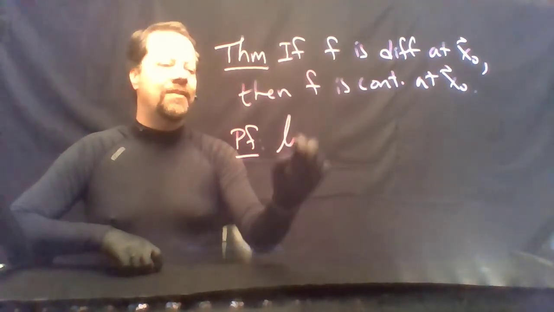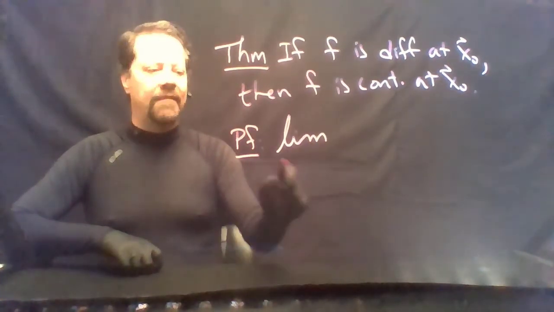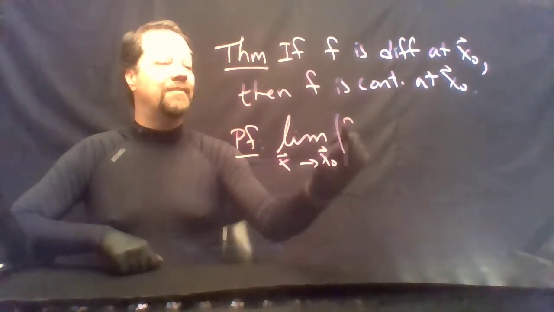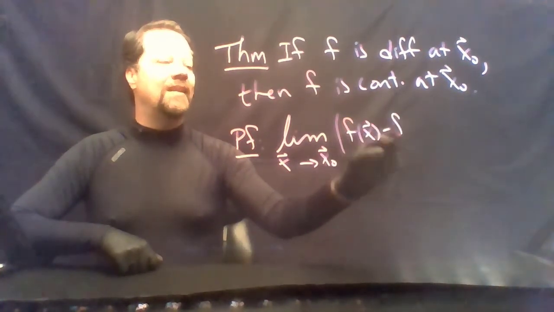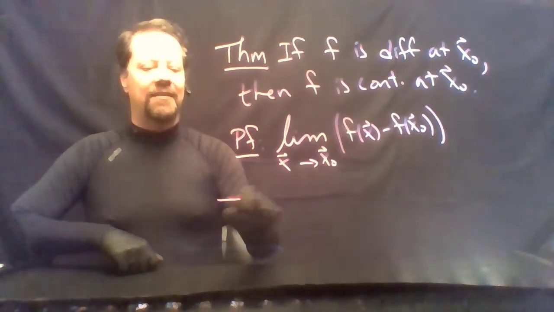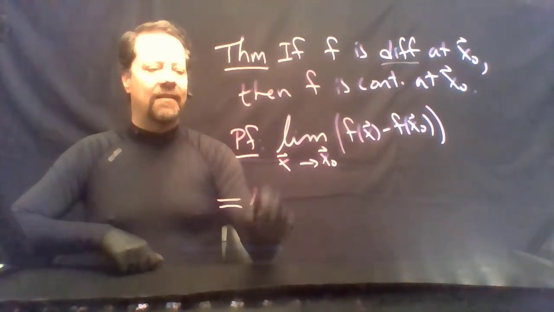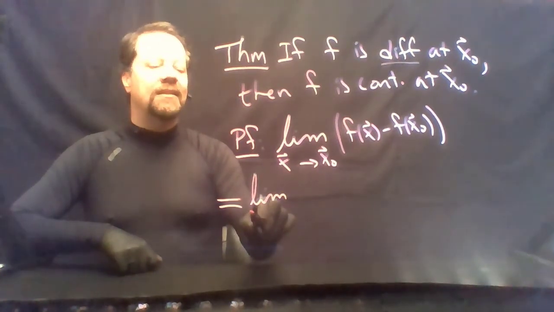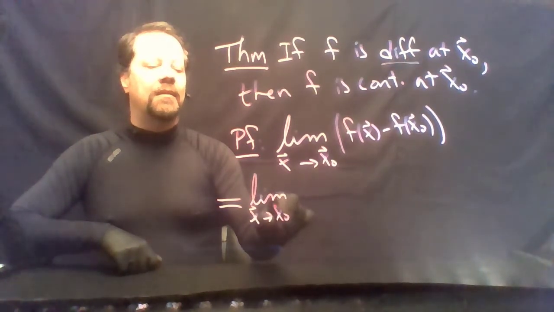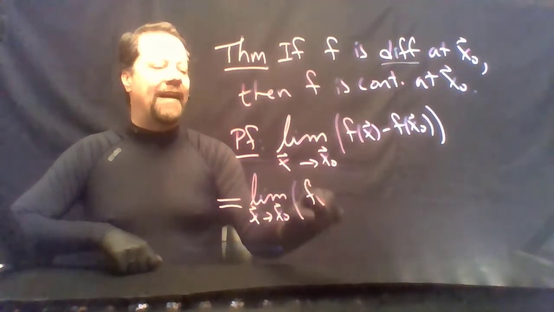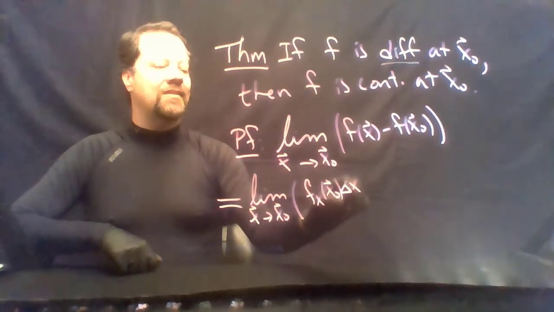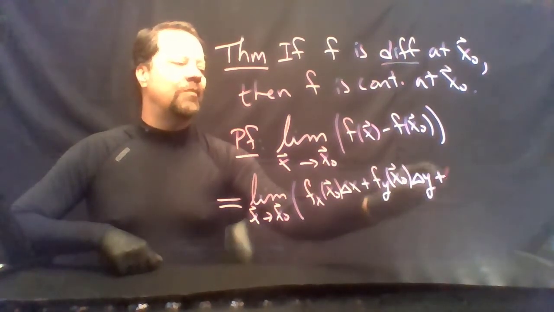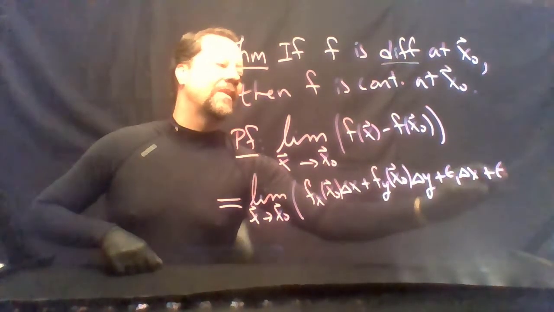What we'll do is very similar to the proof from Calculus 1. We'll take the limit as x goes to x naught of f of x minus f of x naught. Assuming differentiability, that's going to be the limit as both delta x and delta y go to 0 of fx at x naught delta x plus fy at x naught delta y plus epsilon 1 delta x plus epsilon 2 delta y.